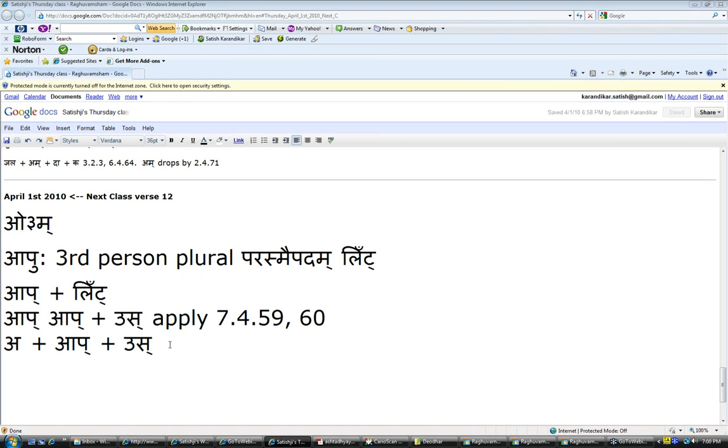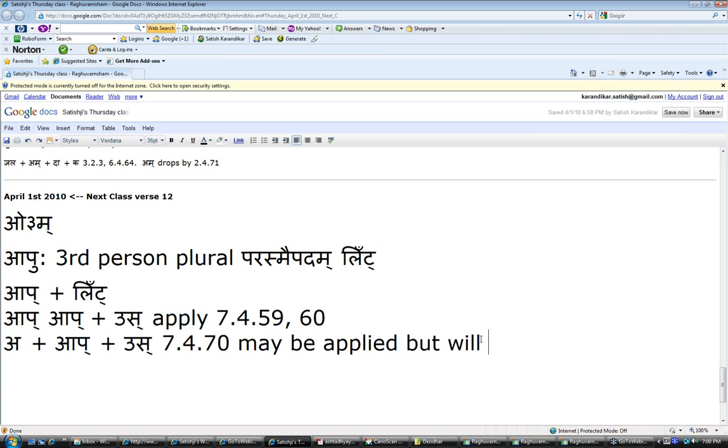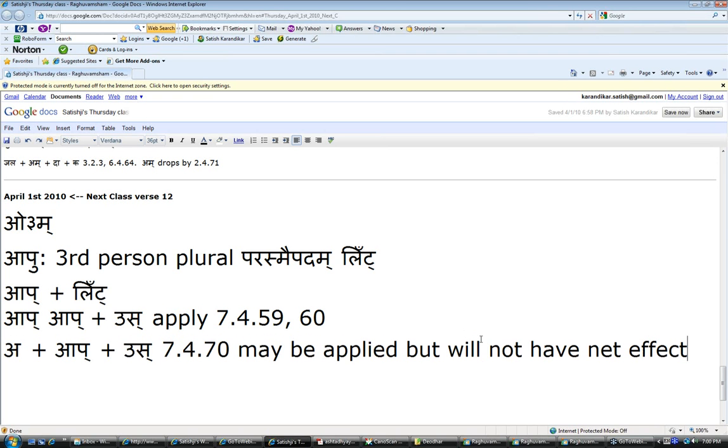I'll correct them. So 7.4.70, I think, can be applied here also, but without making any difference. It may be applied, but generally they probably won't apply it. So that'll basically make this a into long a again, and then again do the akasamana dirgha. It comes to the same thing. So they're going to get ap. So that's how the form apuhu will be applied, but will not have a net effect. Okay. So apuhu means that they obtained. And what is the subject of that apuhu? It's also quite obvious in the shloka.